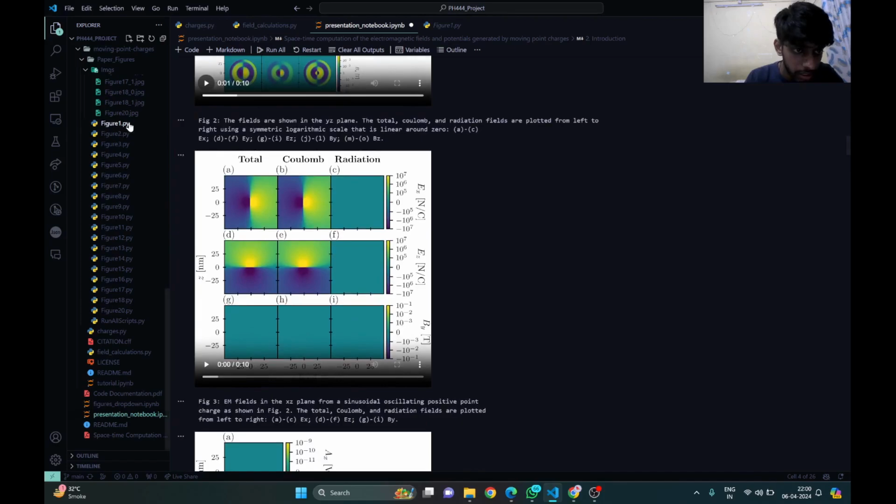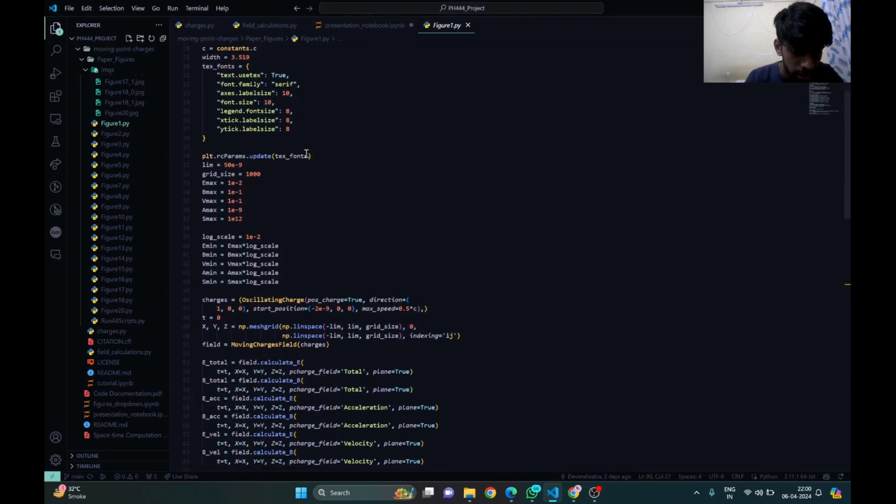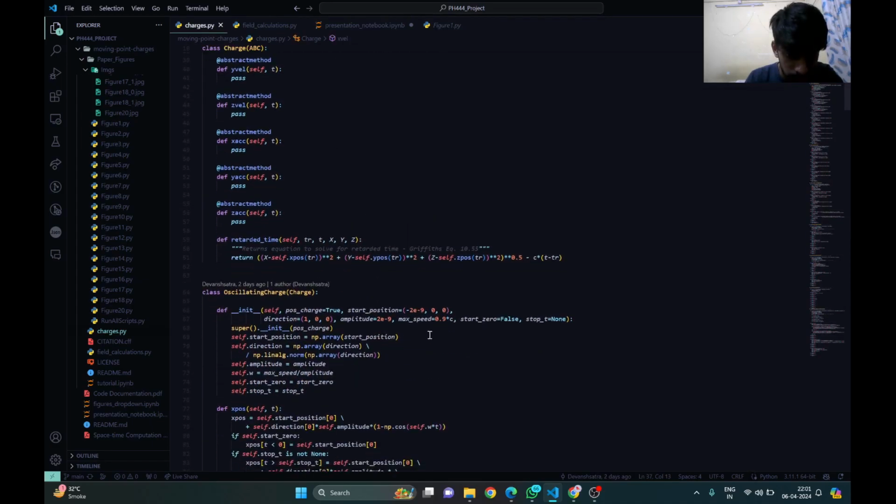Here I'll also go through the code. In the code, we just define a class called oscillating charge for figure 1. So we are choosing a positive charge and its direction to be along the x-axis, with a start position of -2 nanometers and a max speed of 0.5 c as it reaches the origin. The amplitude is a default parameter given in charges.py, where the amplitude is given to be 2 nanometers.